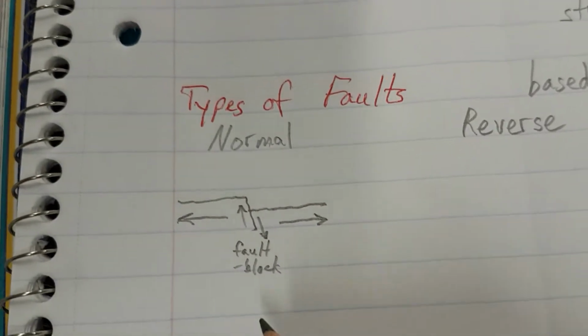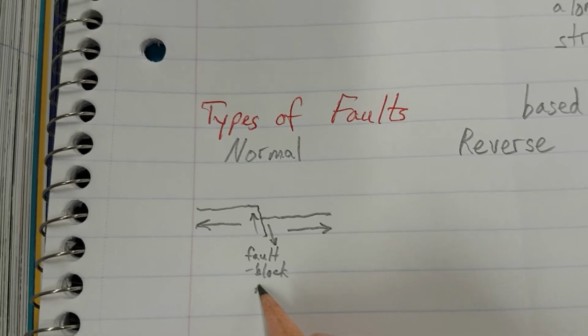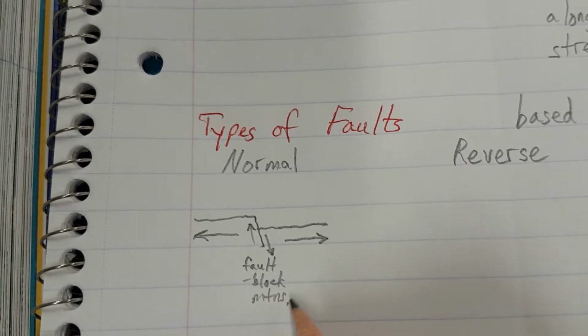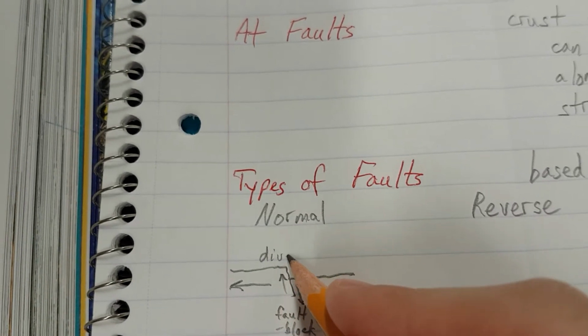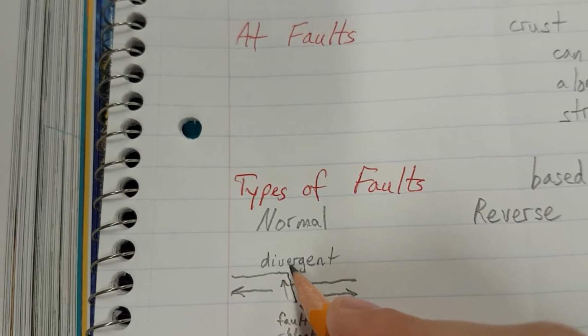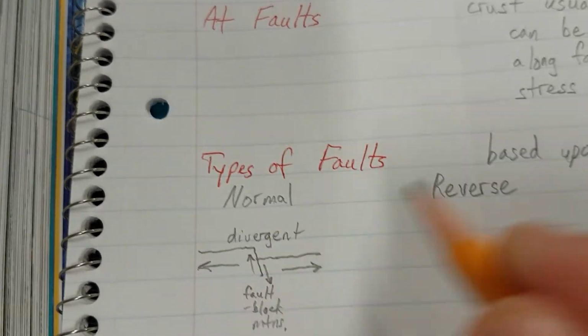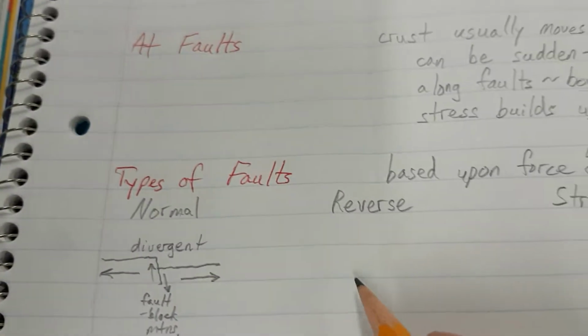So fault-block mountains, MTNS period, and that looks like divergent, DIVERGENT, divergent.